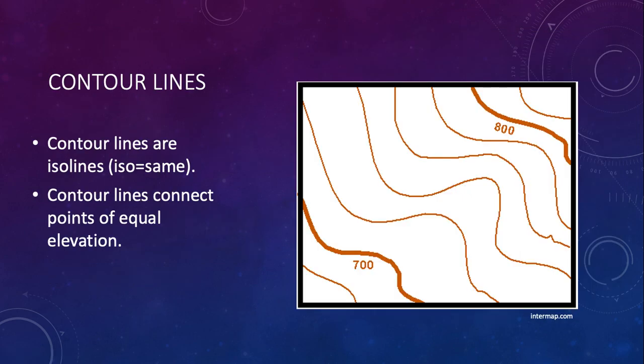Contour lines. The lines on a topographic map are called contour lines. And they're isolines, iso meaning the same. Contour lines connect points of equal elevation. So if you were on this map here that's shown on the screen, and you walked along one of these lines and stayed on the line, your elevation would not be changing. But if you walked across the lines from, say, the 700 to the 800, your elevation would be changing as you crossed each line.